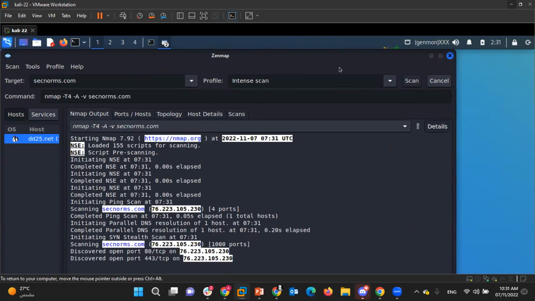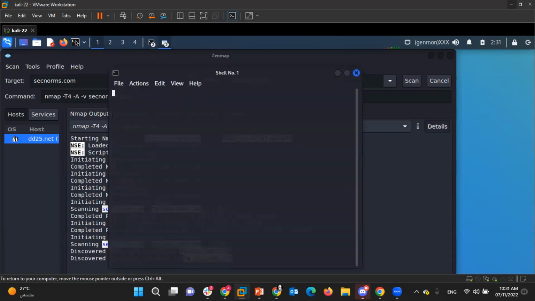Let's see what's happened with my site. Okay, in the past with the dd25.net site, we used NSLOOKUP. For now, let us use dig.